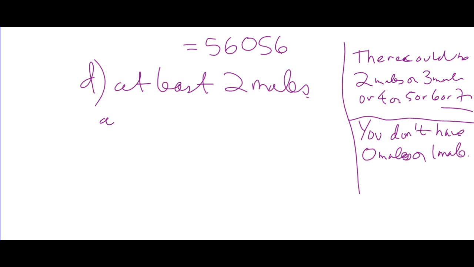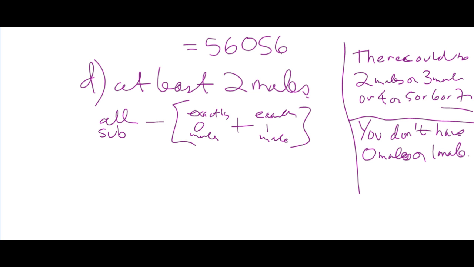We're going to take all subcommittees, minus those consisting of exactly 0 males plus exactly 1 male. So if we take all the committees and subtract off the sum of no males or one male, what are we left with? At least two. There's going to be 2 or 3 or 4 or 5 or 6 or 7, but we don't have to work out 6 separate things.